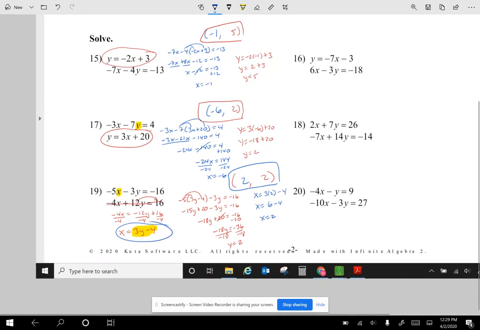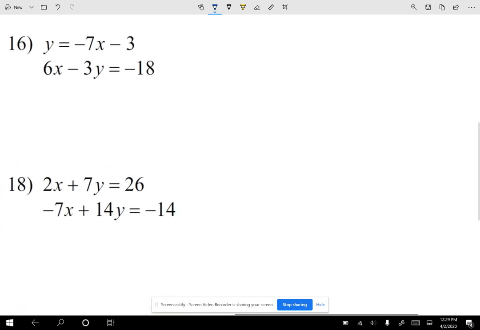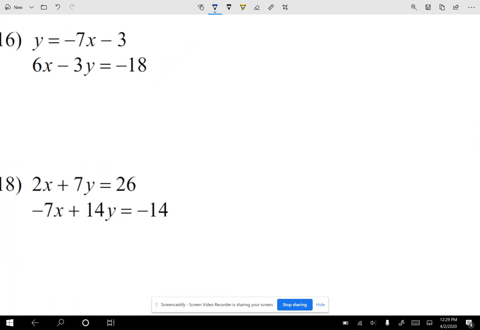So I did the odd questions using substitution. Remember, for substitution, one of my letters must be by itself. Now, the even questions, let me do elimination. For elimination, I must have the x and the y, both of them, on the left side of the equal sign.